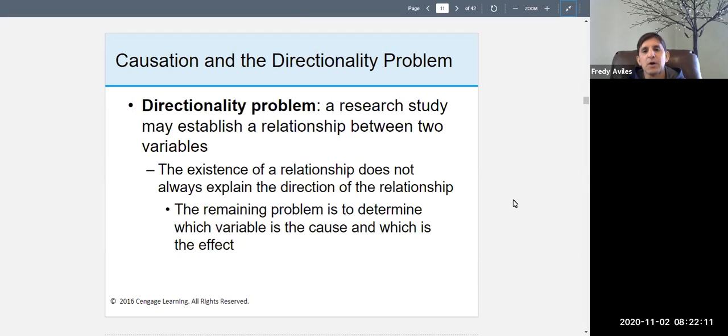So the remaining problem is to determine which variable is the cause and which is the effect. And when you do an experiment, you solve this problem. You have participants exercise, and then you measure their weight. One comes before the other, and you see if changes are caused, if there's a significant effect. So remember, the directionality problem is when you have a relationship between two variables and you don't know which is causing what. They're related, but you don't know what's causing what.